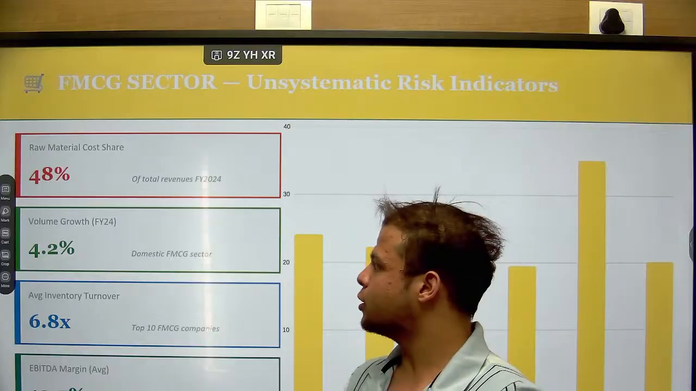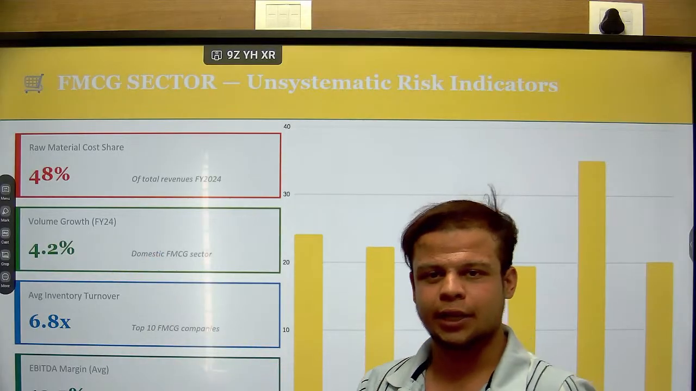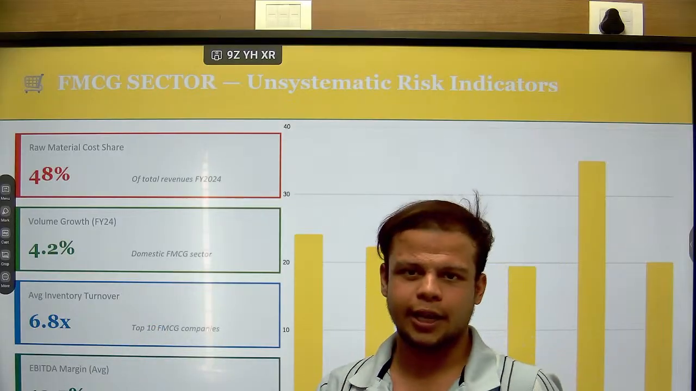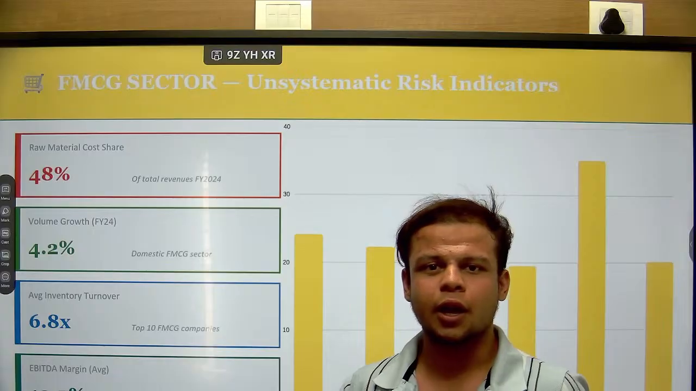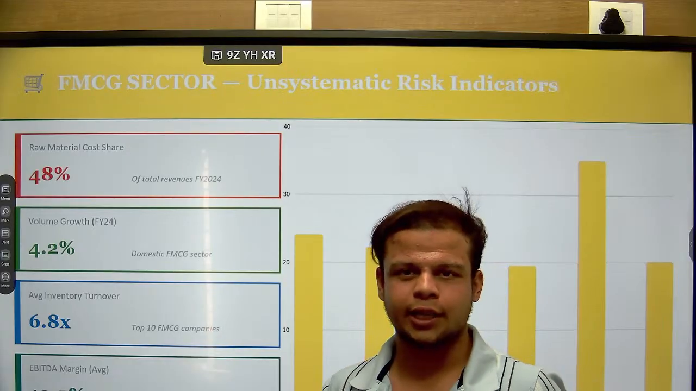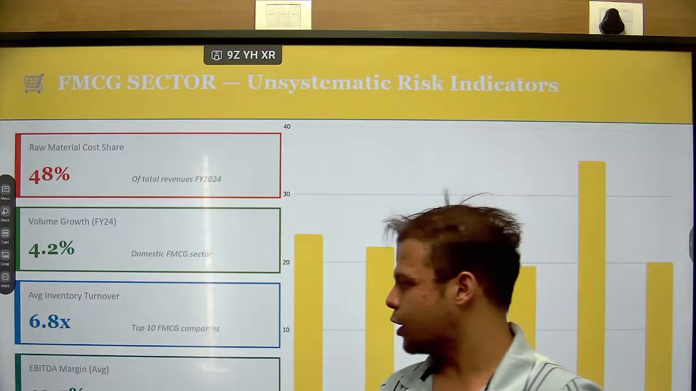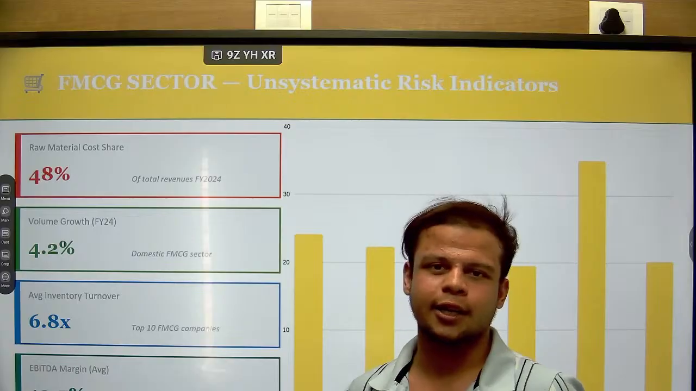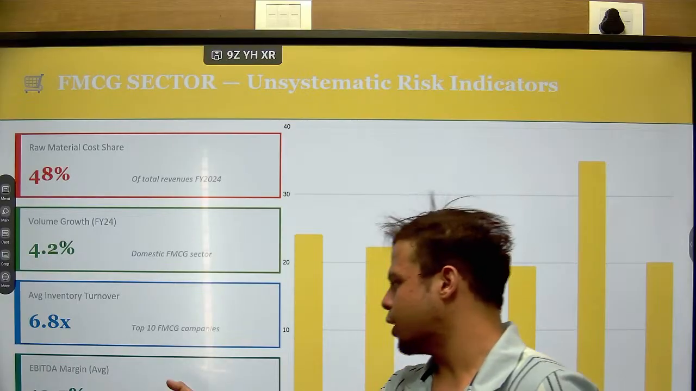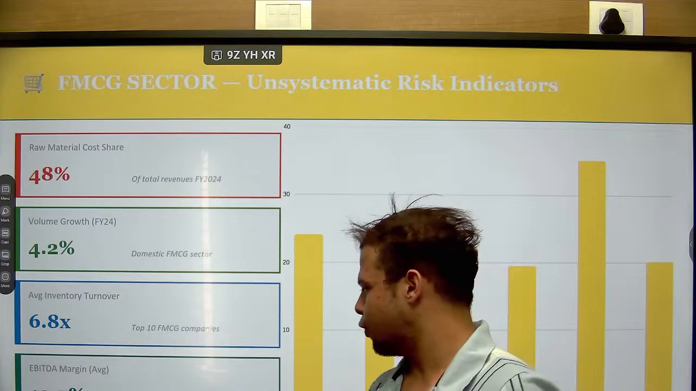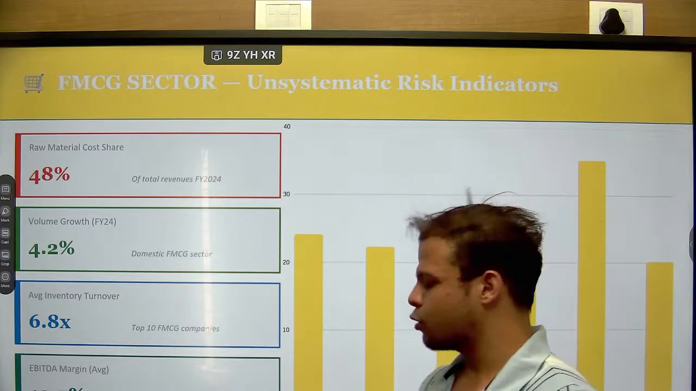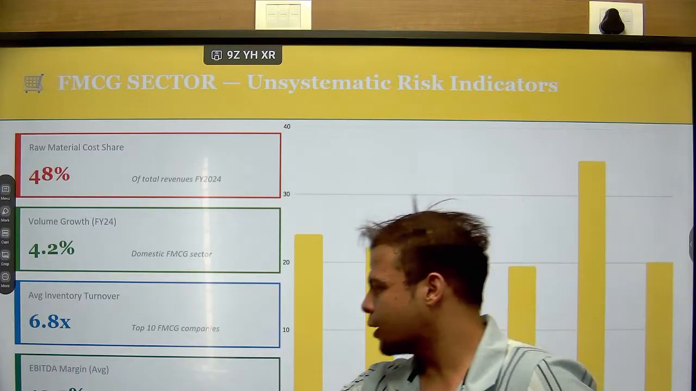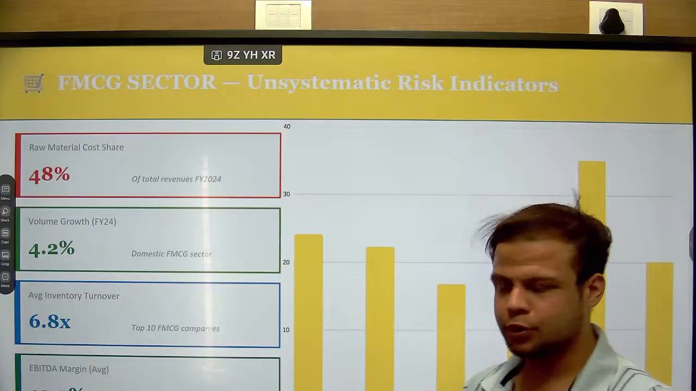So raw material cost, then volume growth, how much they are growing per year, will be measured here. Then average inventory turnover in a day or in a month, according to the company, how many times they are reordering their inventory. Then EBITDA margin, which is one of the important indicators. This directly or indirectly talks about the profits. So 19.5% is the EBITDA margin for large cap FMCG sectors according to 2024. This is a small bar graph which describes this, and the sources are NSE or BSE annual reports.